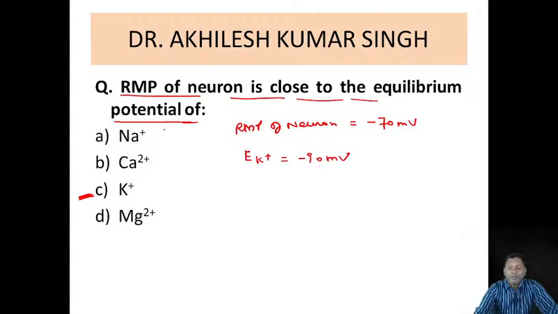So very frequently asked here, but do not commit the mistake in the exam. The RMP of the neuron is close to the equilibrium potential of, so remember this, the answer here is the potassium ion.